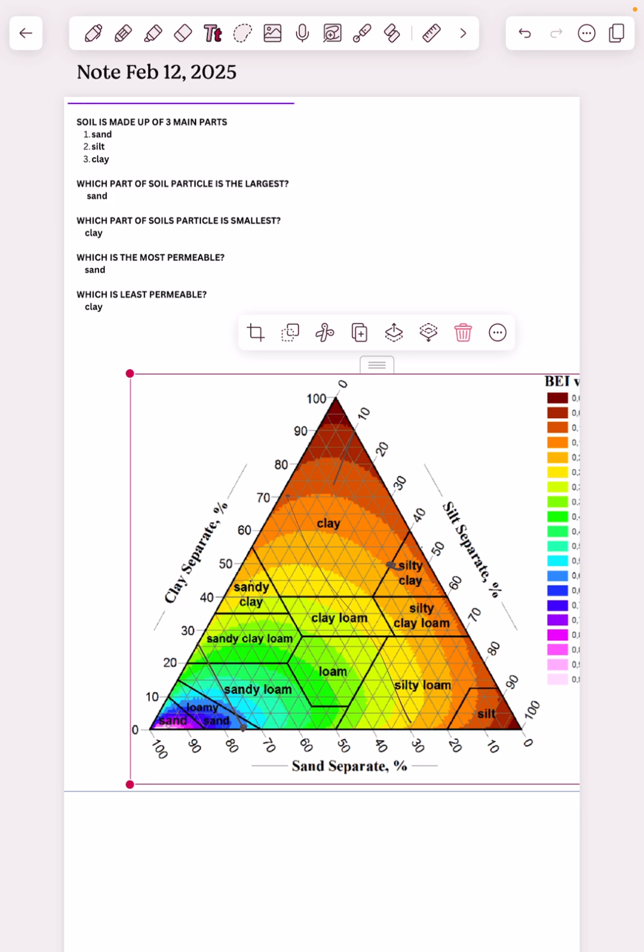Same thing with permeable. Sand is the most permeable. That means water can go through. Clay is the least permeable. We actually add clay to avoid water infiltrating into the ground in landfills and things of that nature. You don't have to know that yet, but you do have to know about permeability and size of particle. It could be most permeable or least permeable. It could be largest particle or smallest particle.